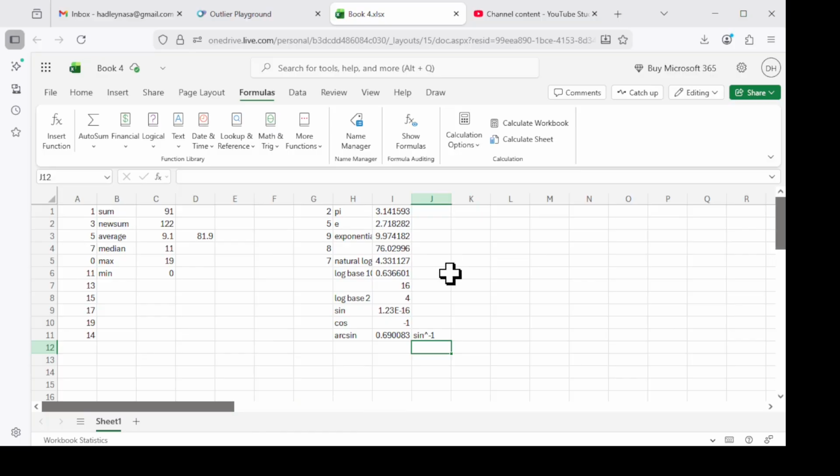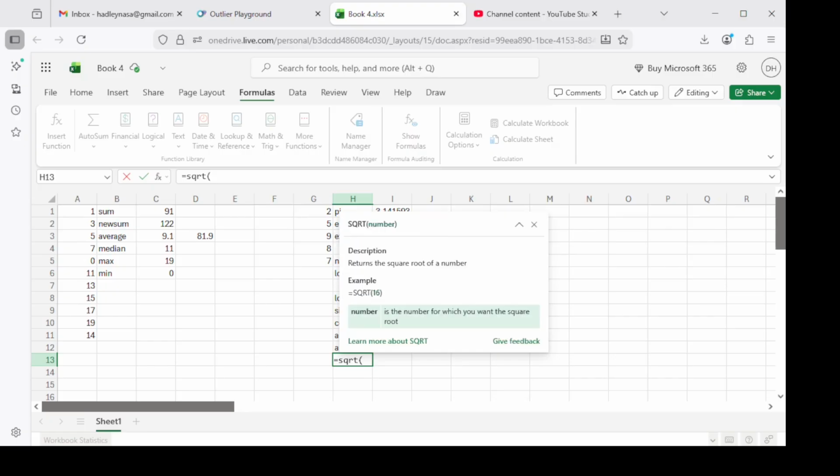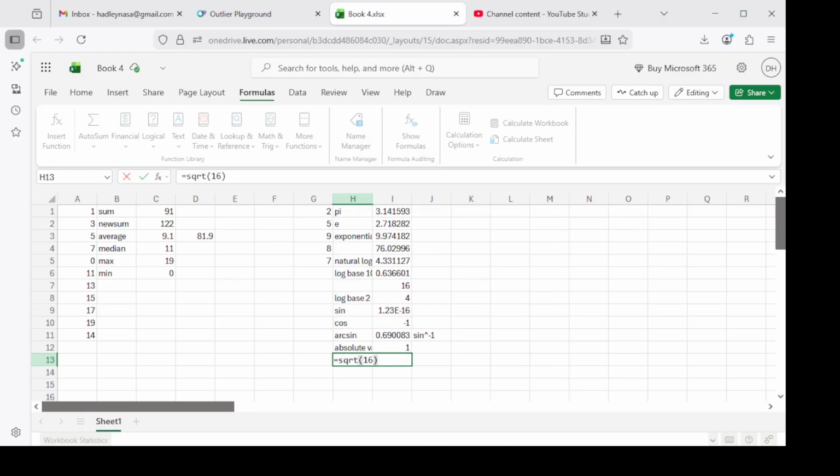Some other good ones from that are absolute value. So equals ABS of that guy. Obviously I should get 1. There is the square root. So equals square root of the 16. And I should get 2. Oh, sorry, 4.